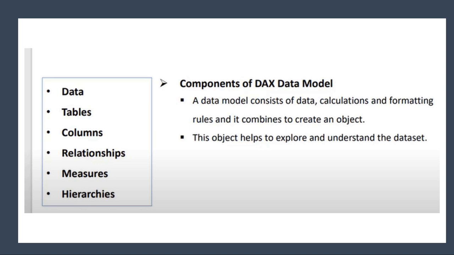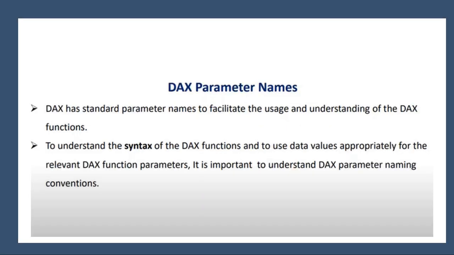What are the components of the DAX data model? These may be data, tables, columns, relationships, measures, and hierarchies. So a data model consists of data, calculations, and formatting rules, and it combines to create an object. This object helps to explore and understand the data set. So this is all about the DAX model.